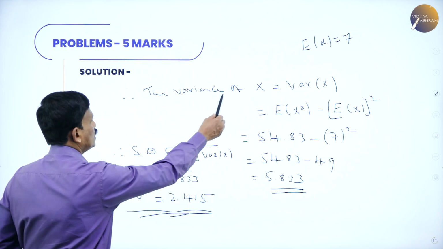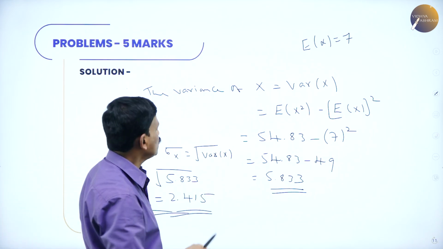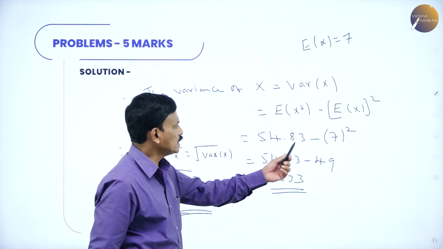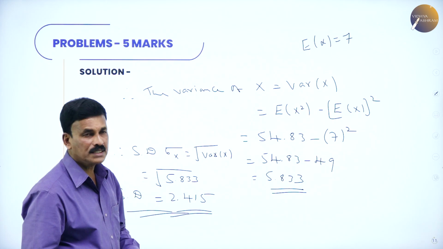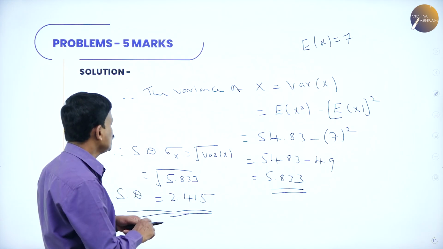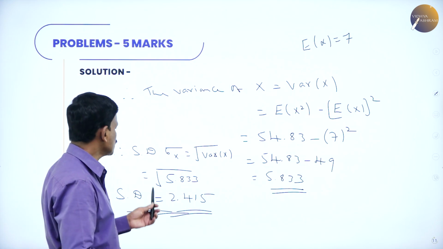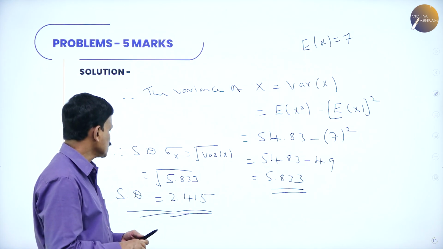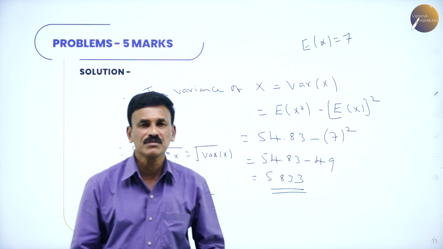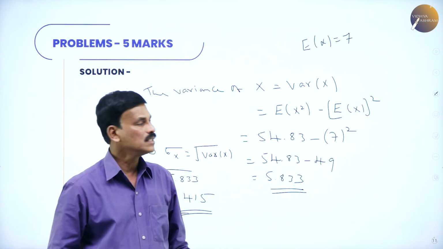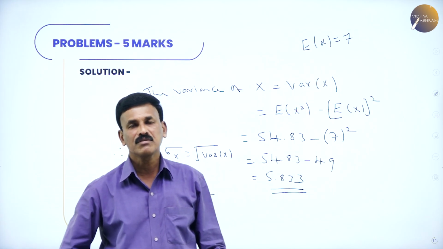That's it. The variance of x is equal to E of x square minus E of x whole square. So this is 54.83 minus 7 square, which is 49. That's equal to 5.833. Therefore, the standard deviation sigma x is the square root of variance of x, that is square root of 5.833, which is 2.415. Hence, the standard deviation for the given problem is 2.415. So this is the required answer.